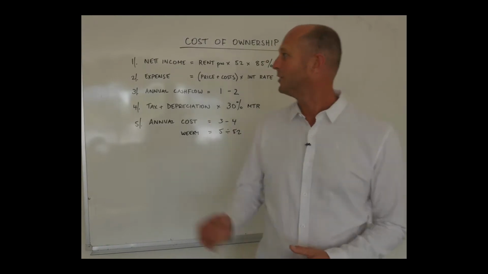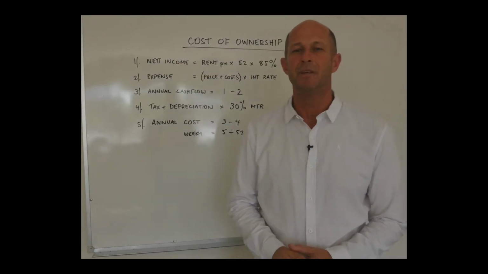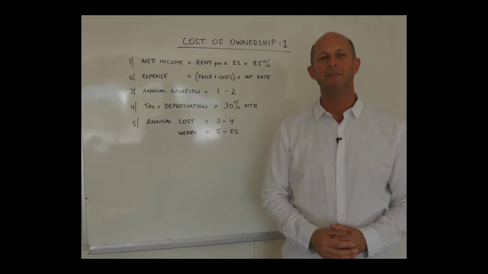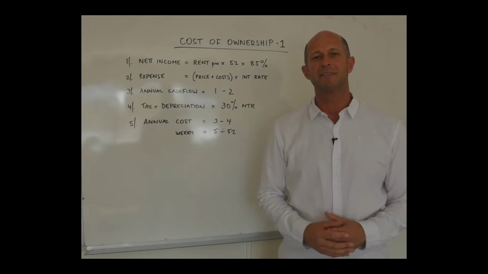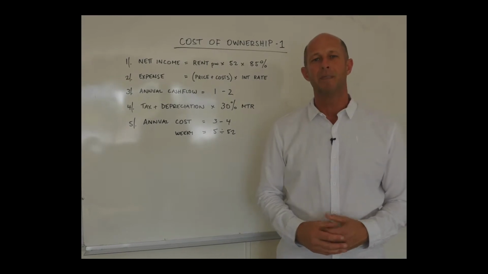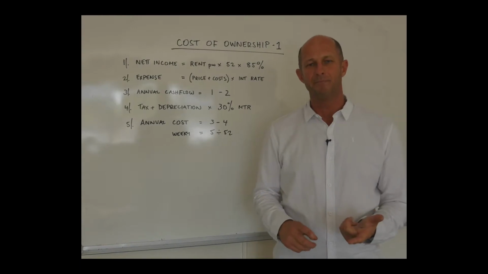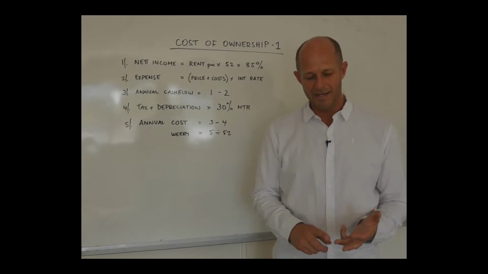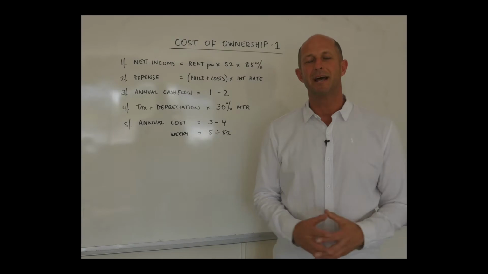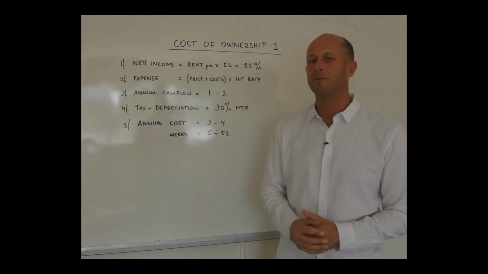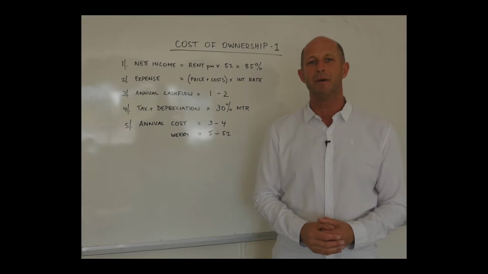So the first thing I'll go is the net income. For me that is the rent you get per week times by 52 weeks, and let's assume for this exercise it's a brand new property. I assume about 15% goes on property management, land tax, rates, water, miscellaneous maintenance, about 15% of the rent. So for me, that's how I come to my net income coming in from that property.